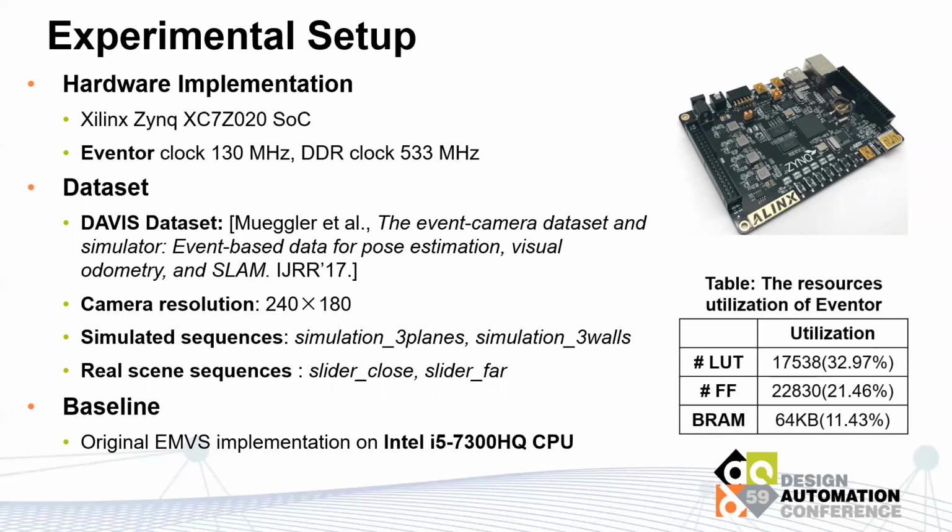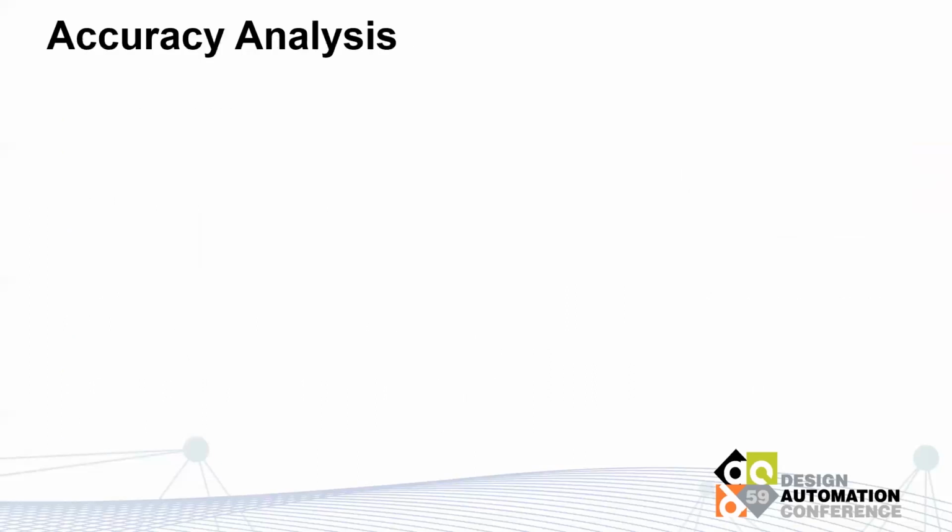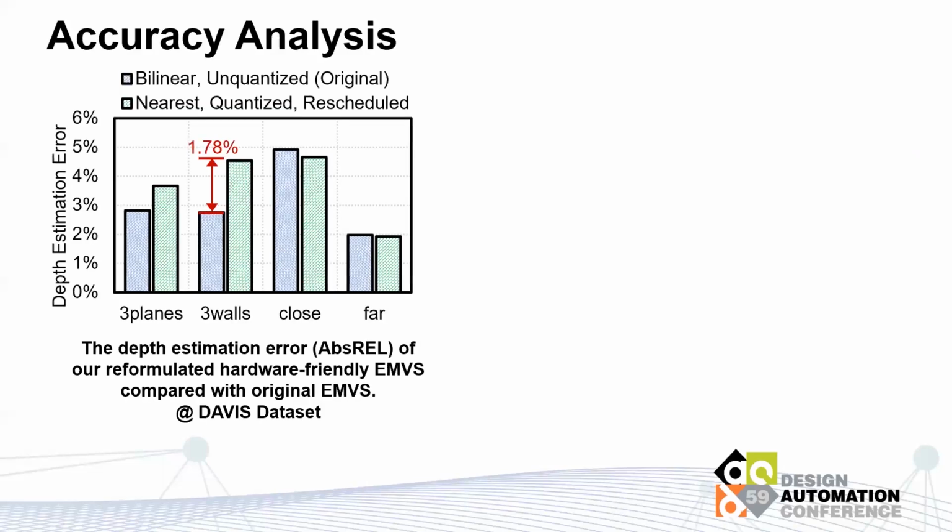Here's the resource utilization of Eventor. It can be seen that Eventor uses quite few resources. We first evaluate the accuracy of our hardware-friendly EMVS framework. The figure shows the comparison of average depth estimation error between the original EMVS and our reformulated framework.